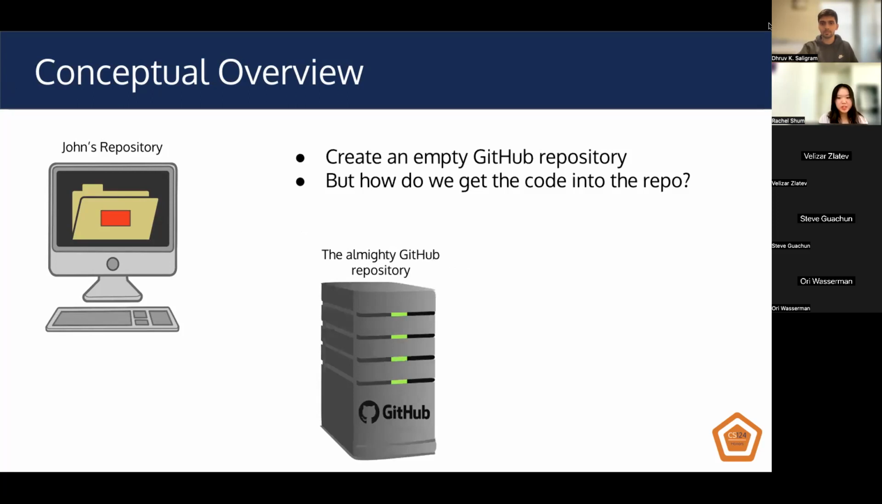So the first thing you're going to want to do is to create an empty GitHub repository. GitHub is not the same as Git, but it does utilize Git. And so we will be using GitHub a lot during this class. And how do we get the code into the repo?